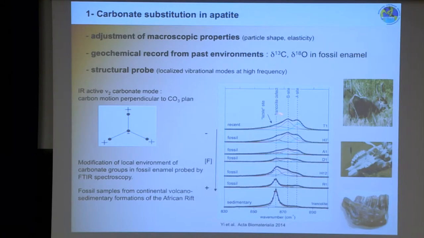If you observe the infrared spectra of various samples, from biomaterial, recent material, and fossil enamel samples, you can observe significant variations of the local environment of the carbonate group, depending on the enrichment in fluorine. The appearance of this new signal here, which is really close to what is observed in geologic carbonate fluorapatite, is clear evidence for deep transformation of the material. In my talk, I will mostly focus on the origin and significance of this signal.